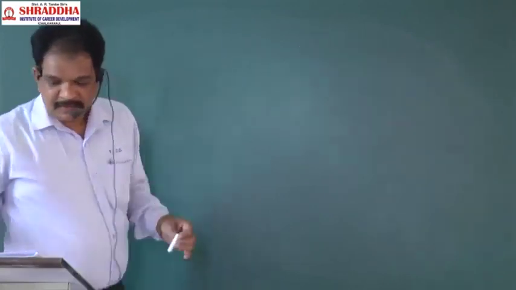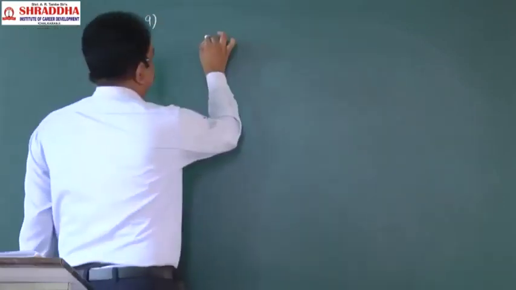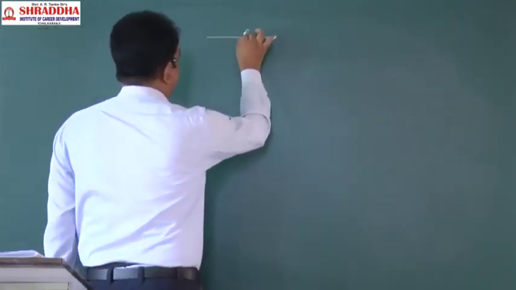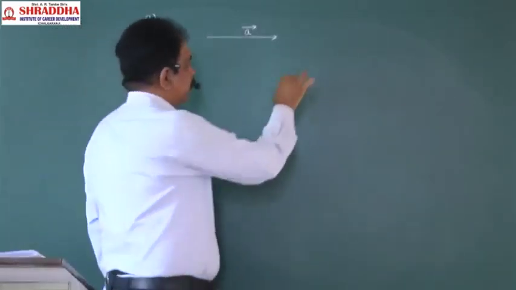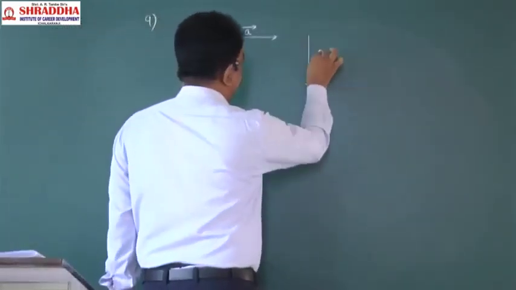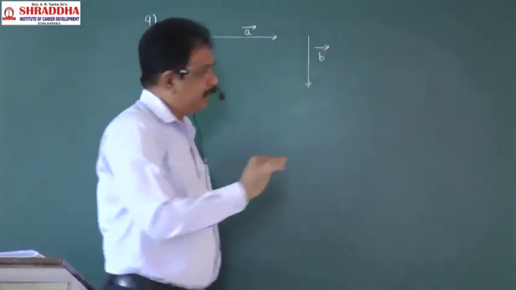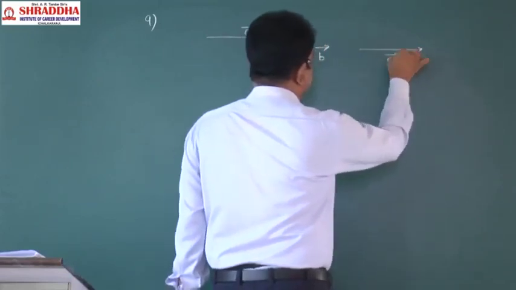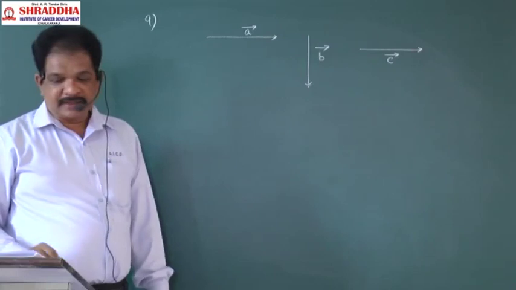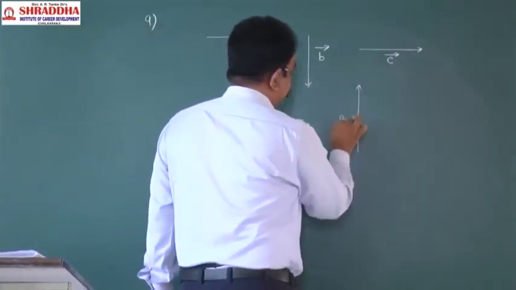Question number 9th. What they are asking. Here different vectors are given. This is A bar. This will be B bar. This will be C bar. Next. This will be D bar.